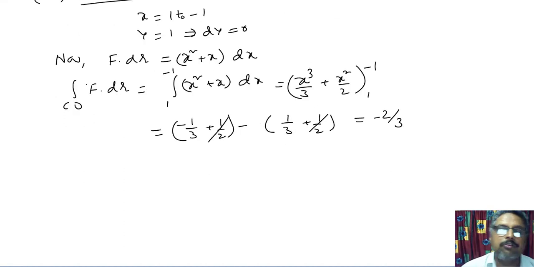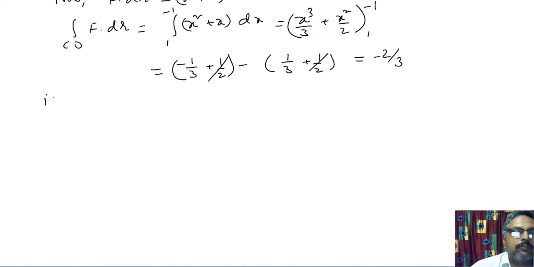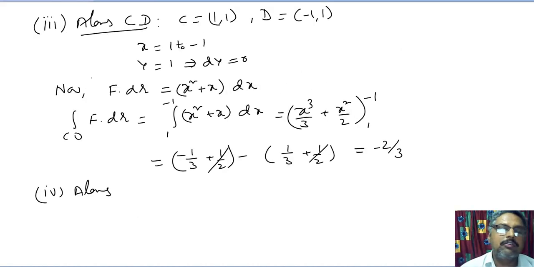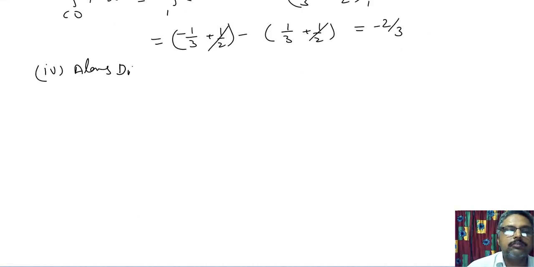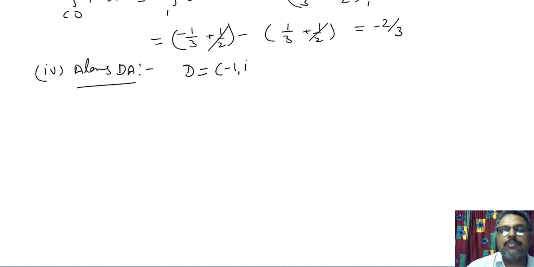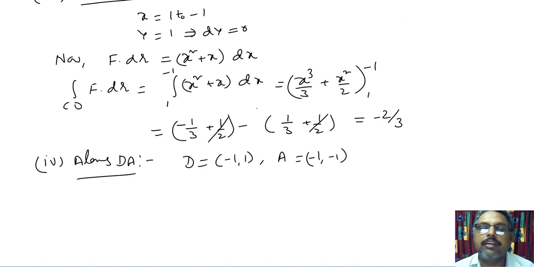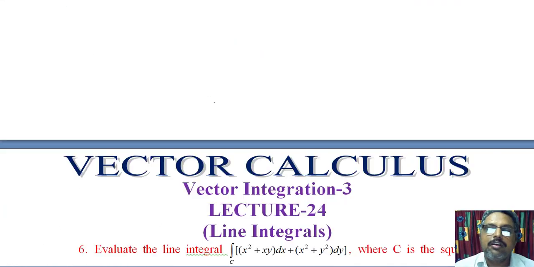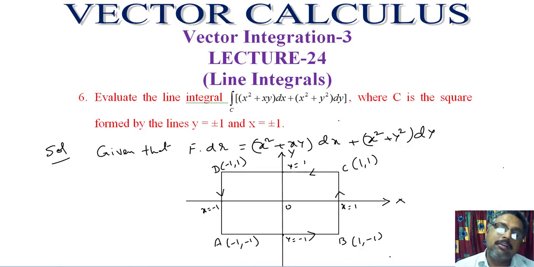Now the fourth one, along DA, where D equals minus 1 comma 1 and A equals minus 1 comma minus 1. Now check it. A similar problem is solved in vector complex integration, which we already discussed in complex integration. So here D is minus 1, 1.